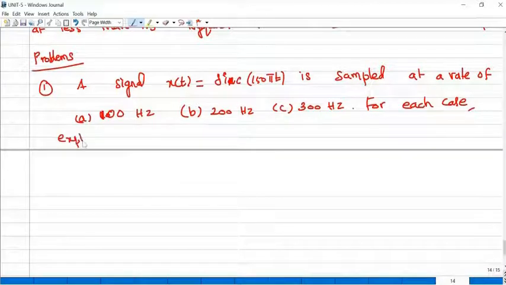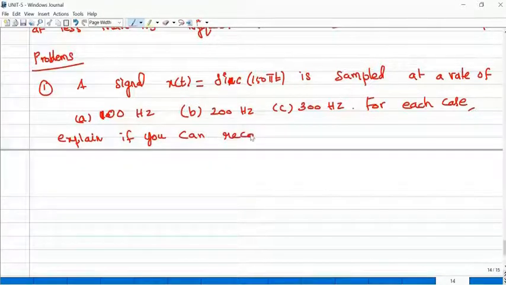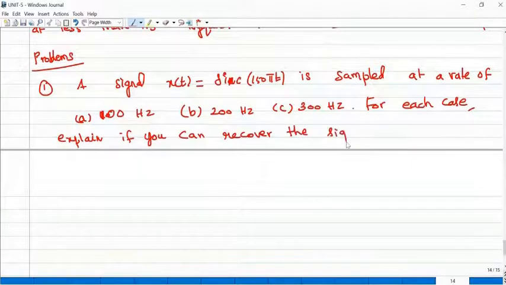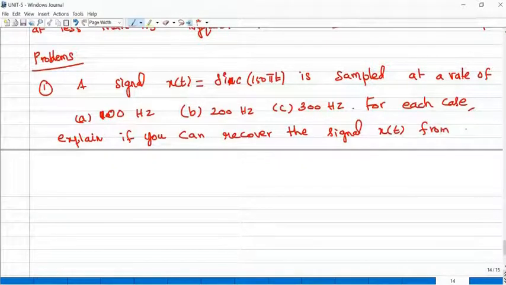For each case, explain whether we can recover the signal x of t from the sampled signal.